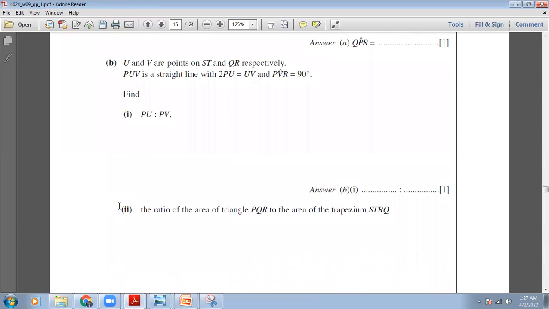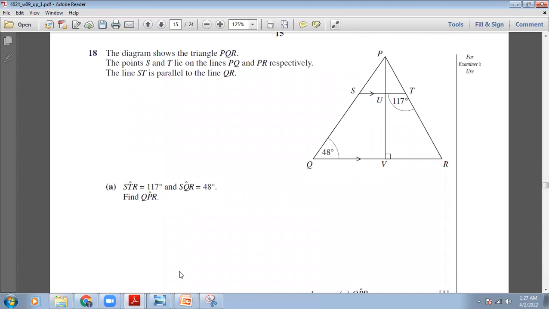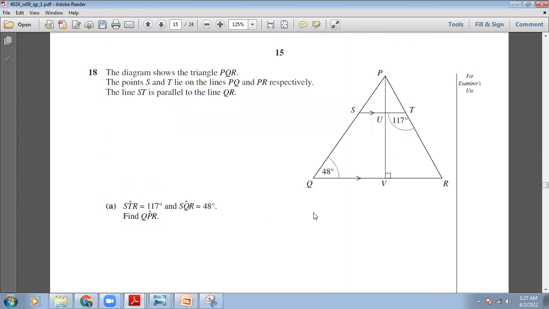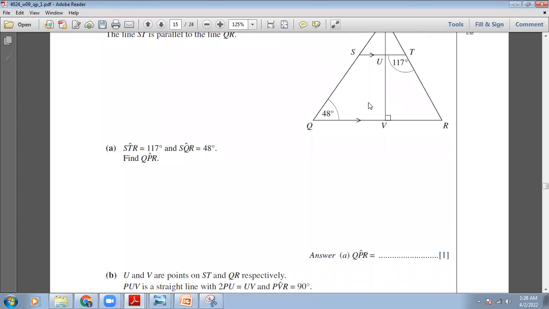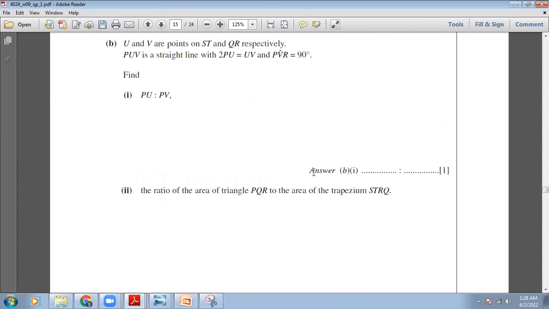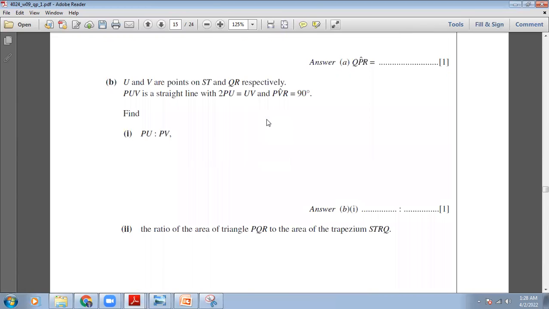Okay. Then the question is, U and V are the points on ST and QR respectively. The PUV is a straight line. They're saying that this is a straight line with 2 times PU equals UV. So this is 2 and this is 1. That's the ratio given. If UV is 2, then the PU is 1. So their question is, what is the ratio PU to PV?